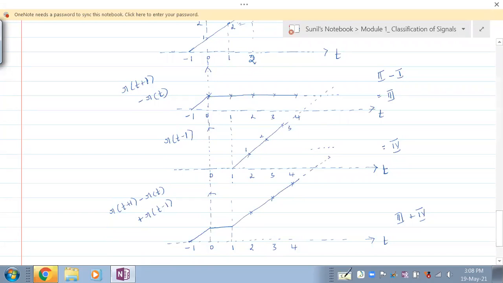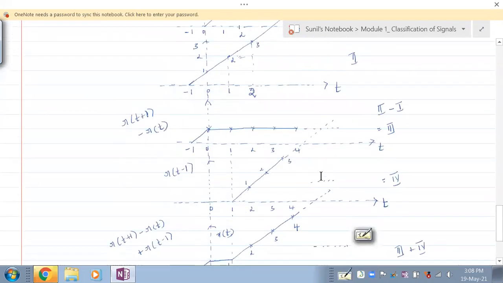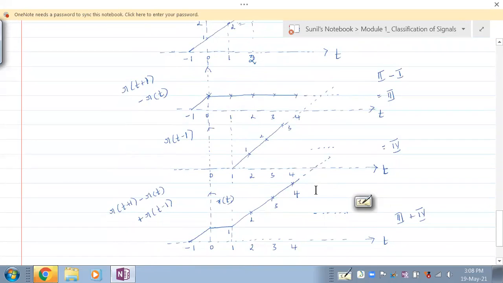Is this okay with you, everybody? Fine. So this is your x of t. This is 1, 2, 3, 4, and this just goes on and on. Fine. So this is how we sketch the signals if they involve ramp. So you need to be a little good with drawing lines.